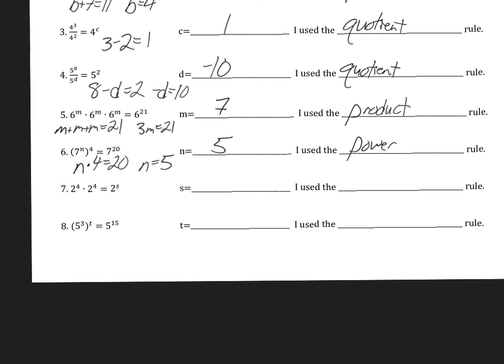Well, 4s, so that looks like that is the product rule. So 4 plus 4 equals s, so s equals 8. Very last one, try that one out. What do you think it is? I think it looks like it's the power rule. So 3 times t equals 15, so t equals 5.